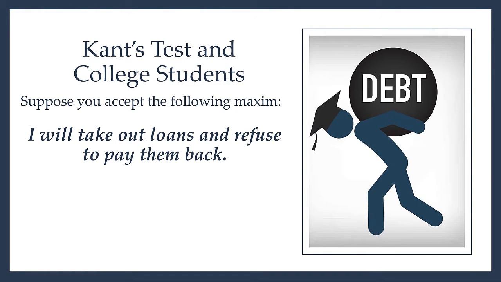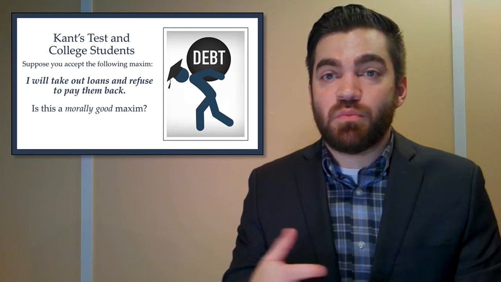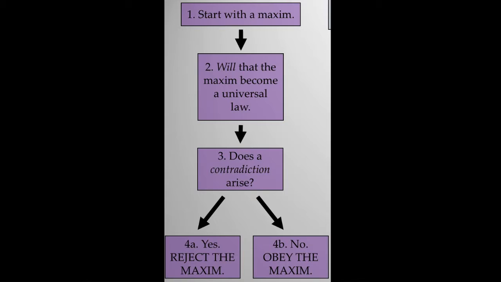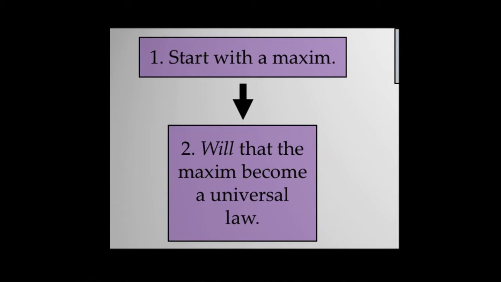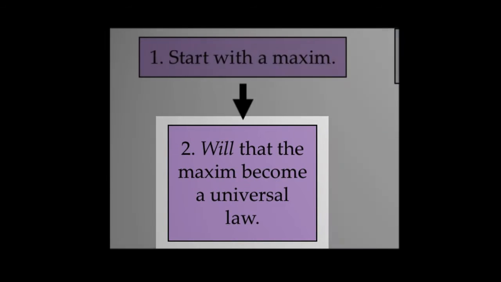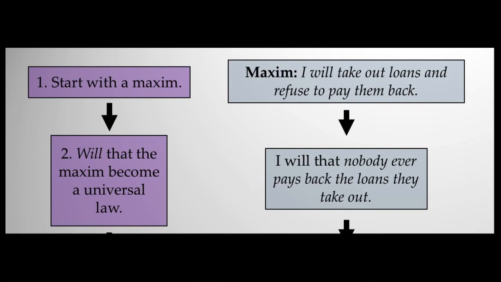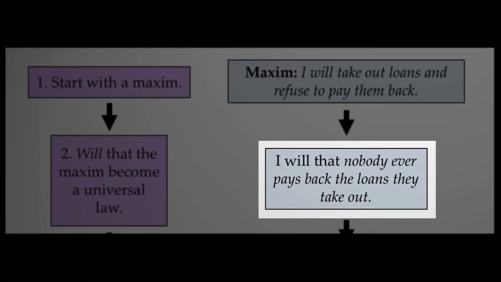Now imagine you want to find out, is this a morally good thing to do or not? And common sense might tell you, no, it's not a morally good thing to do. But you want to know for sure. You want some sort of test that'll tell you whether or not this is a morally good or bad thing to do. So Kant has given you this test. He says, okay, imagine that every single person in the entire universe operates according to the same rule. So by the power of my will, I make it the case that every single person in the universe takes out loans but refuses to pay them back.